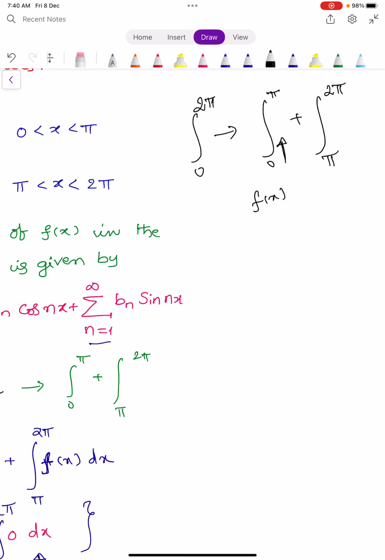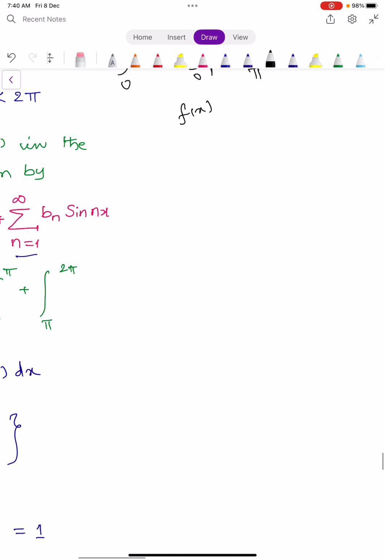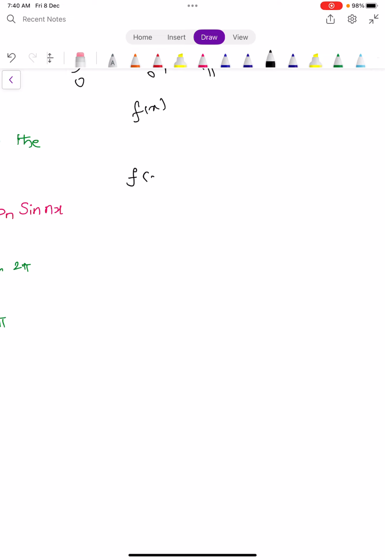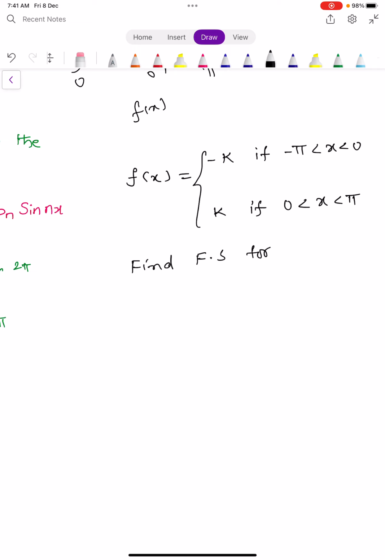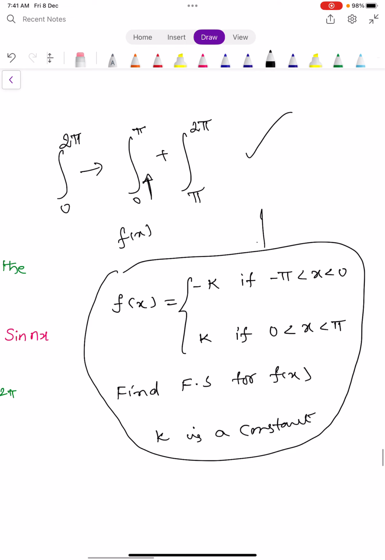So practice the problem, and I give one similar problem to work out. Write down. Suppose f of x is equals to minus k if minus pi less than x less than 0, plus k if 0 less than x less than pi. Then find the Fourier series for f of x, where k is a constant. So applying this splitting of integration, solve this problem.